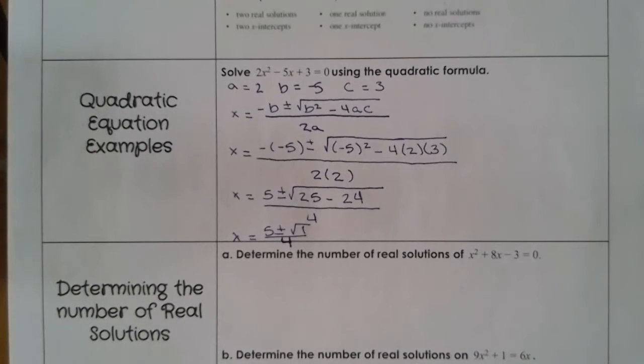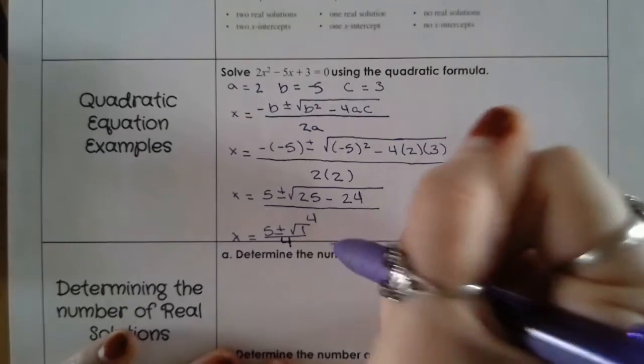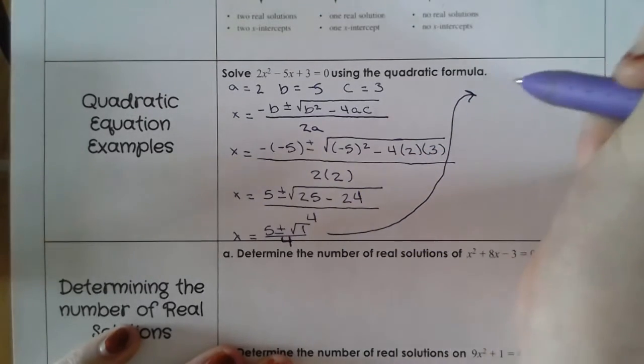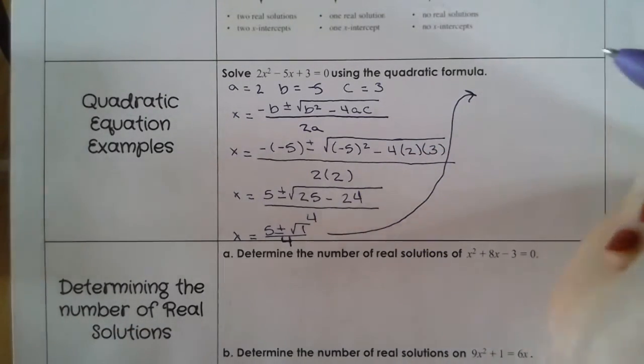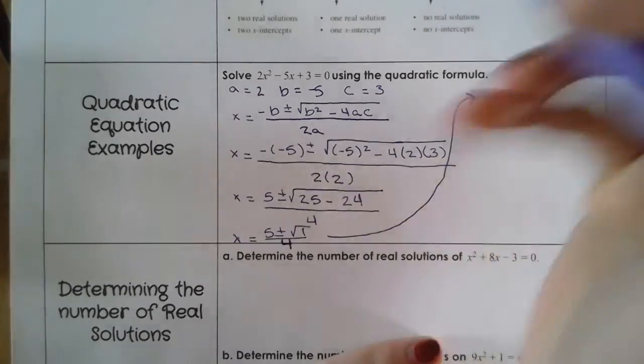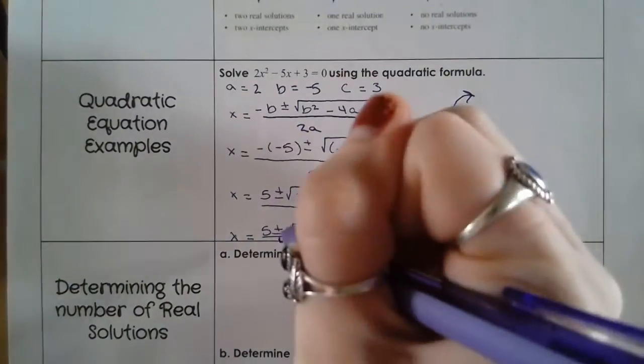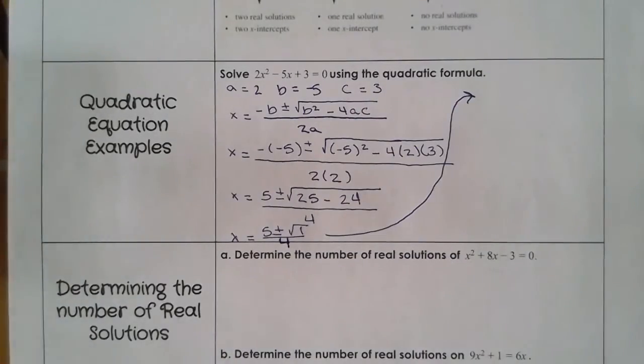Okay, we're not done yet. I'm going to draw an arrow to continue this over here. So I have x plus or minus the square root of 1 over 4. The square root of 1 is just 1, so I really have x plus or minus 1 over 4. So this plus or minus is actually going to give us two different values. So I'm going to start with plus first.